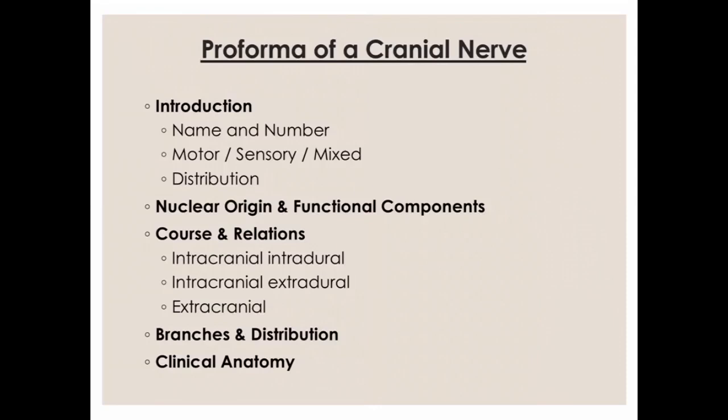Then we speak about the different branches and speak about the distribution of those branches. And finally, we speak about the related clinical anatomy. So this is the proforma of a cranial nerve. It would be nice if you have a screenshot and kind of save it inside your brains, because no matter which cranial nerve comes, if you have this proforma at the back of your head, it just becomes easier to describe and explain the nerve.